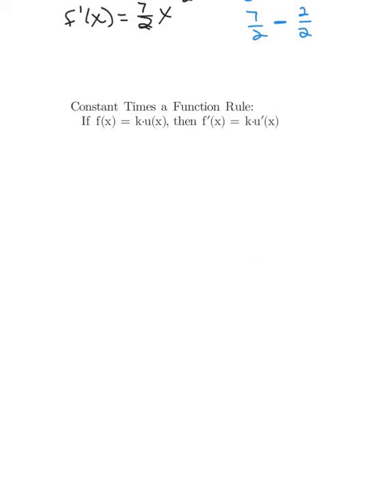5/2. The next rule that we need to look at is called the constant times a function rule. If you have f of x equals k, some constant, 3, 5, 12, whatever, 1/2, times a function of x, then the derivative of that, f prime, notice that you keep k. You keep the coefficient, whatever it is, and take that times the derivative of your function.